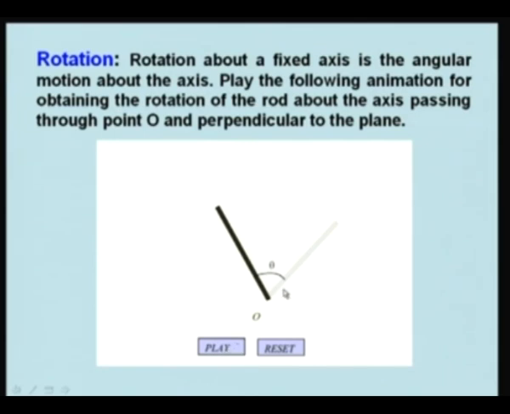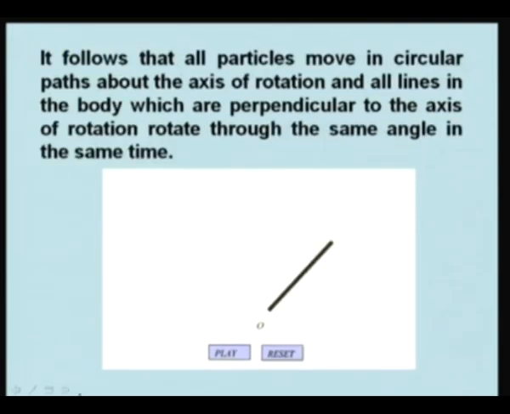Now, in this case, this line does not remain parallel like in translation. Instead, it rotates by an angle theta. This is the initial position. With respect to the initial position, it has rotated by theta. It follows that all particles move in circular paths about the axis of rotation, and all lines in the body that are perpendicular to the axis of rotation rotate through the same angle in the same time.